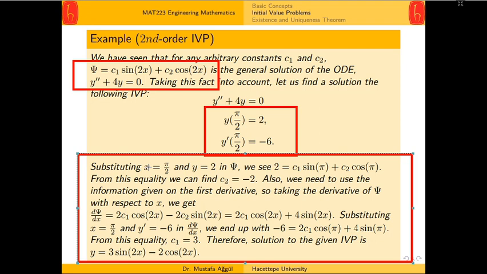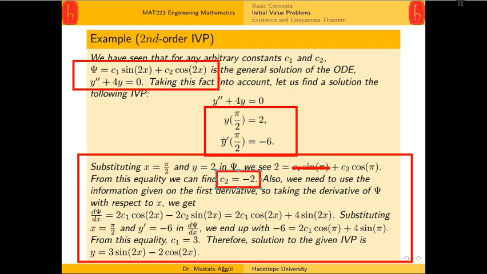Now, substituting x equals pi halves and y equal to 2 in psi, we will see 2 is equal to C1 sine pi plus C2 cosine pi. Okay, we know sine pi is basically equal to 0, so we can eliminate this. Cosine pi is -1, so C2 will be -2. Okay, so once we find that, we can substitute C2 in the solution, and we say, okay, psi is equal to C1 sine 2x minus 2 cosine 2x. Okay, so this is already found.